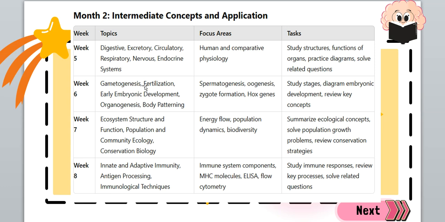Next, in week 6, you start with developmental biology. You have to make pictures, concepts and diagrams, otherwise you cannot recall, because it's all theory based. In week 7, you start with ecology, and in week 8, you start with the remaining part of unit 4.